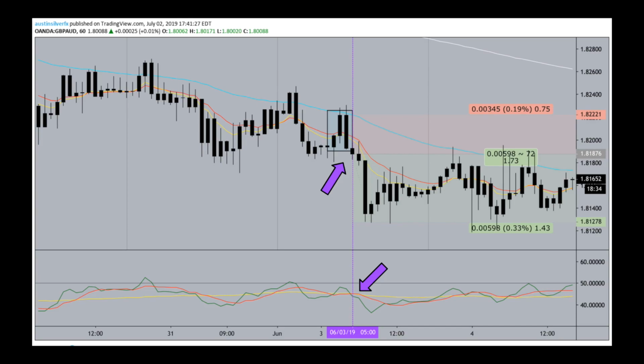While the patterns do repeat, each trade is unique. So pay attention, take notes, take screenshots. If you have any questions, you can always reach out to me. Now let's talk about GBP AUD.